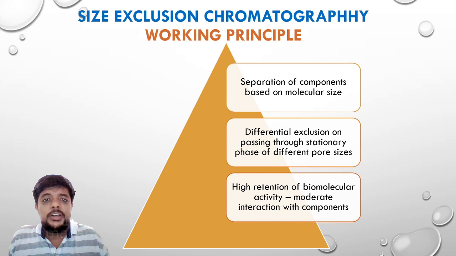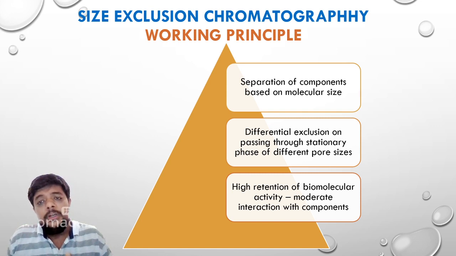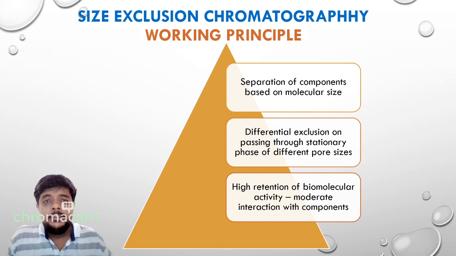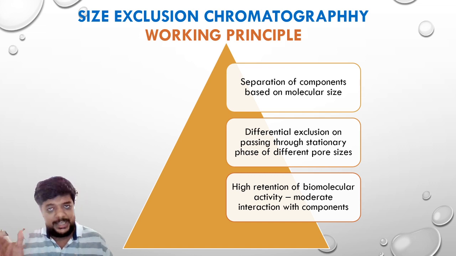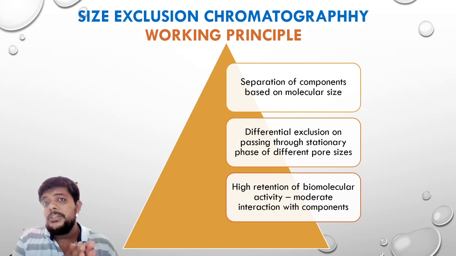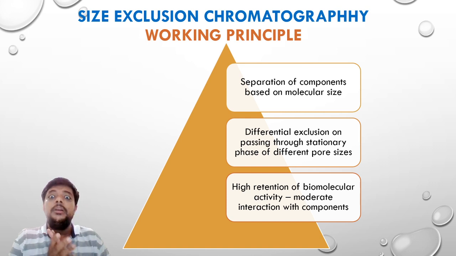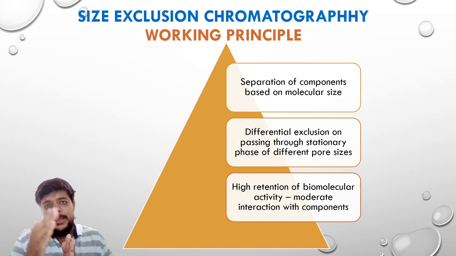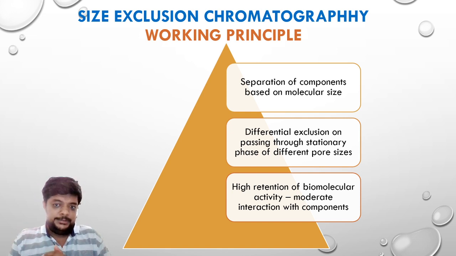Size exclusion chromatography, if we talk about its working principle, is separation of components based on molecular size, differential exclusion on passing through stationary phase at different pore size. There are various columns available in the market where in a single column the stationary phase of different size pores is filled in a chronological order, and differential exclusion of the differently sized molecules takes place. What I mean by exclusion will be coming up in the next slide.